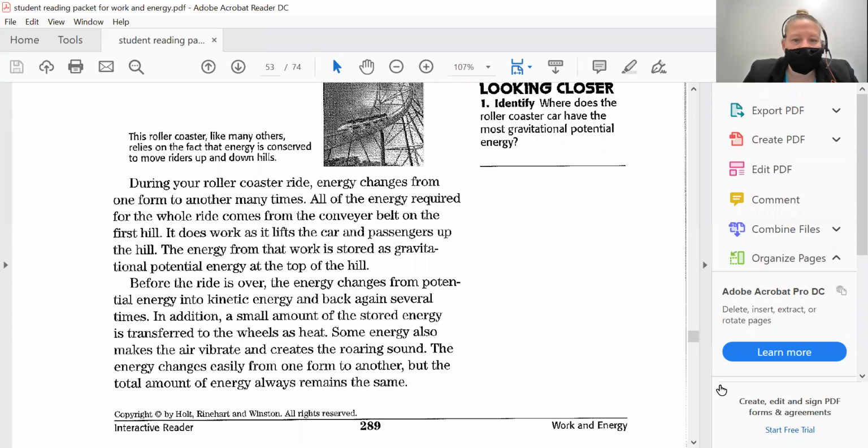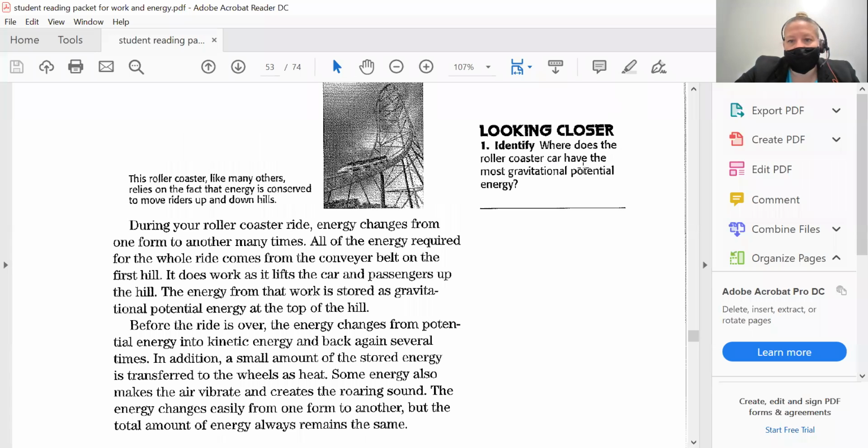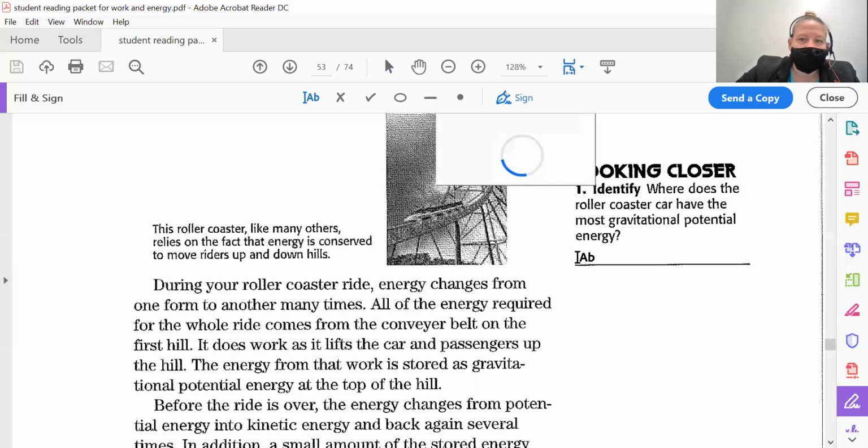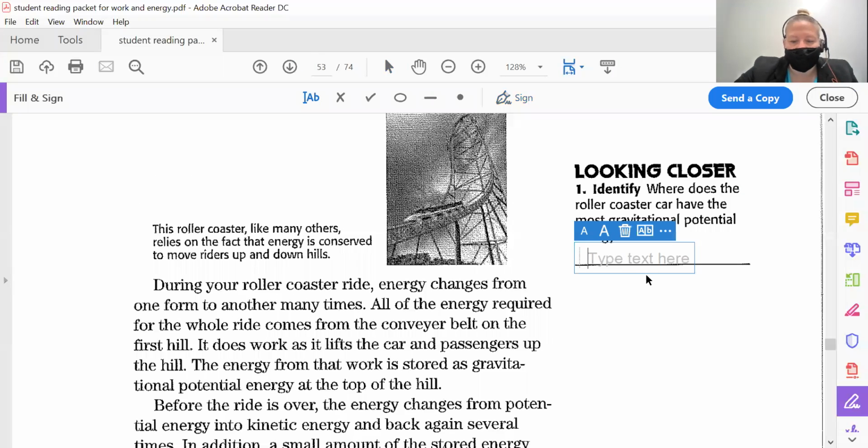In addition, a small amount of stored energy is transferred to the wheels as heat. Some energy also makes the air vibrate and creates the roaring sound. The energy changes easily from one form to another, but the total amount of energy always remains the same. Okay, where does the roller coaster car have the most gravitational potential energy? Okay, it would be at the top of the hill.